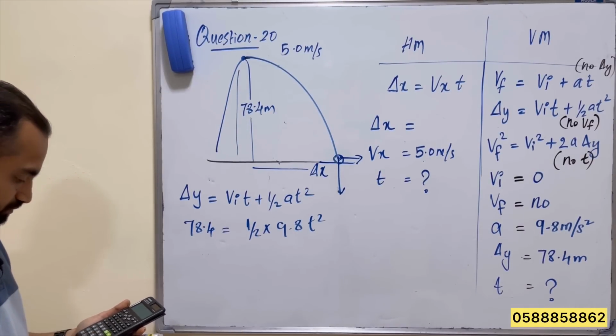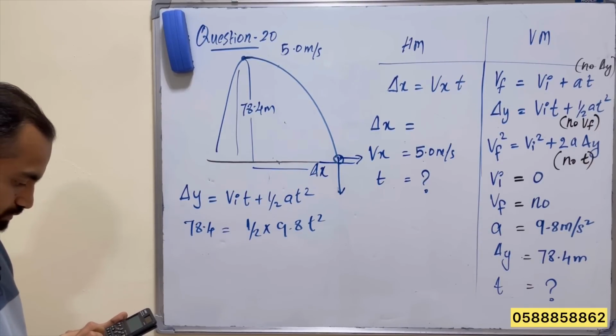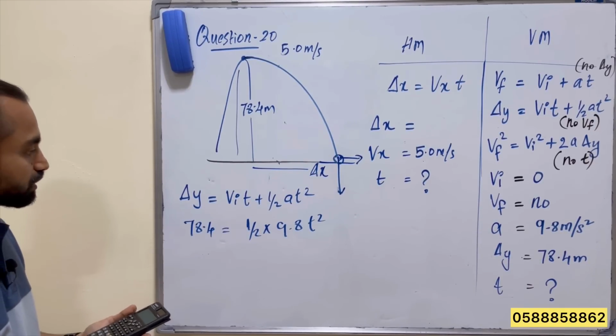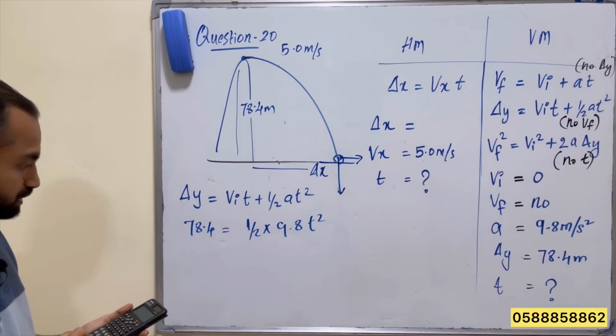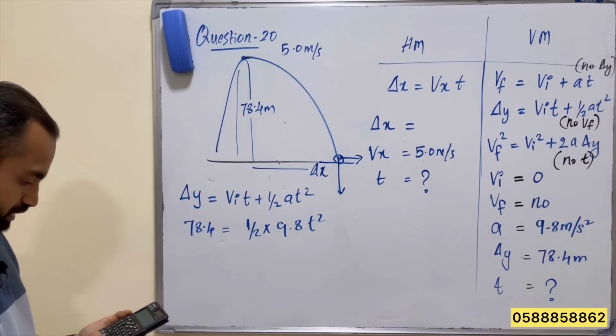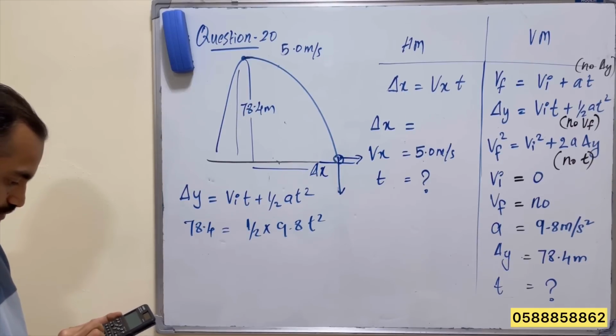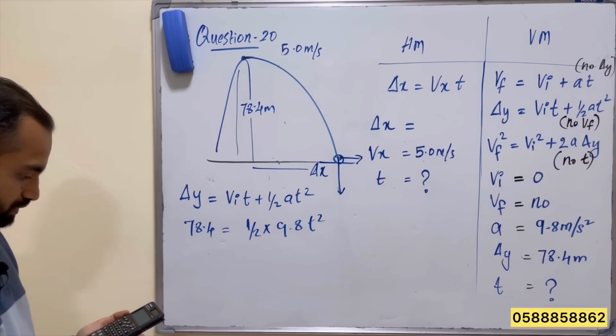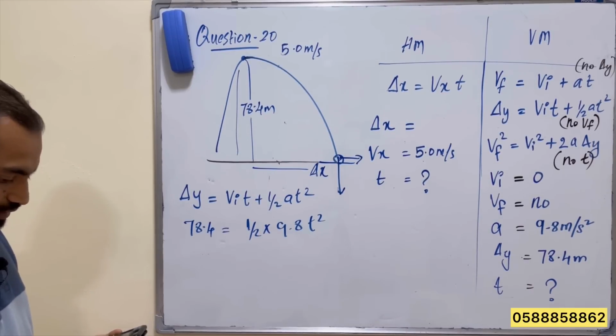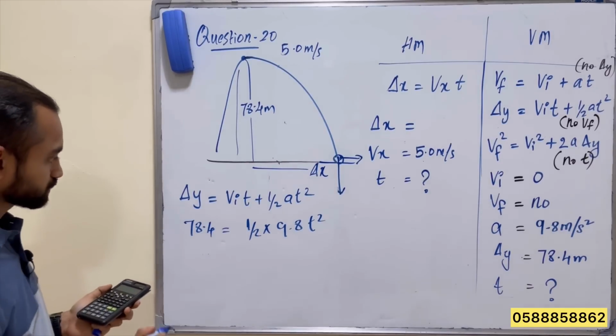78.4 equals alpha... equals 0.5 multiplied by 9.8 multiplied by alpha x squared, shift calc equal. Why did I get a syntax error? Okay, so I will use the other method.